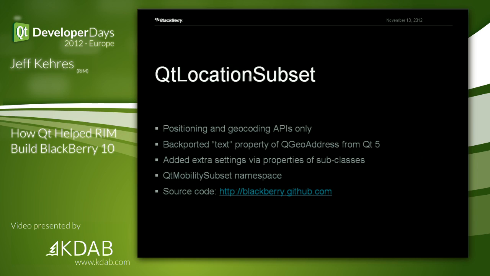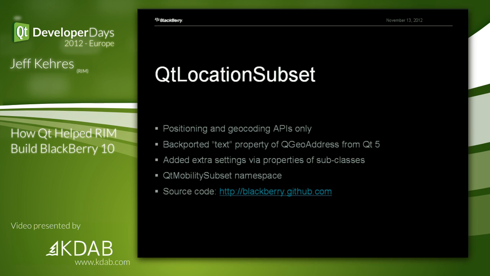So Qt Location Subset is based on Qt Location, but we removed the landmarks API because BlackBerry has its own system for dealing with a database of points of interest. It's called the Places API. And we removed the mapping and routing APIs because those were dependent on QtGUI. So what's left is positioning and geocoding. Geocoding is translating between a coordinate and an address, for instance. We also removed the geofencing API because its design caused an inefficient use of the GPS.